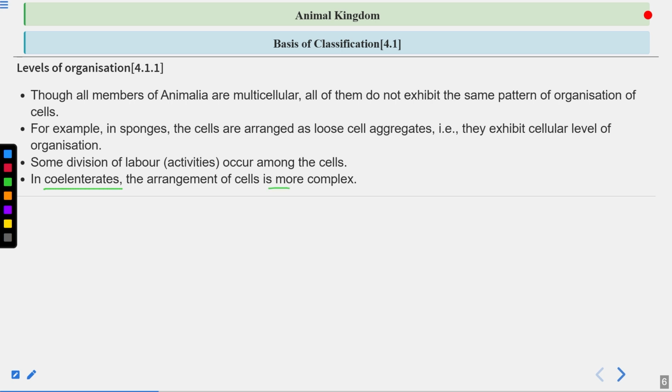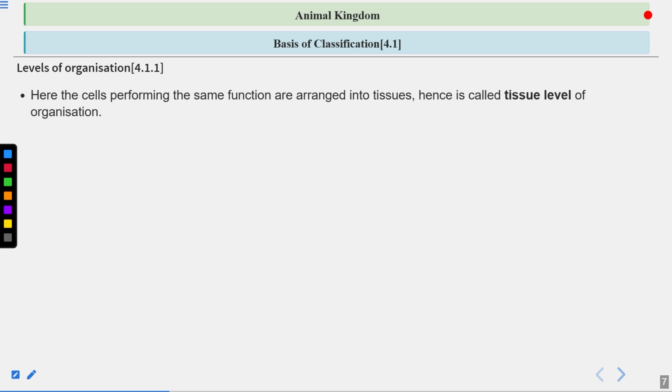The arrangement of the cells is more complex. How does it become complex? Because here, though they are multicellular, their cells are not loosely arranged. Their cells are compactly arranged, and here they are forming tissues. So in coelenterates, which level of organization do they show? They show the tissue level of organization. Here, the cells performing the same function are arranged into tissues, and hence they show the tissue level of organization.